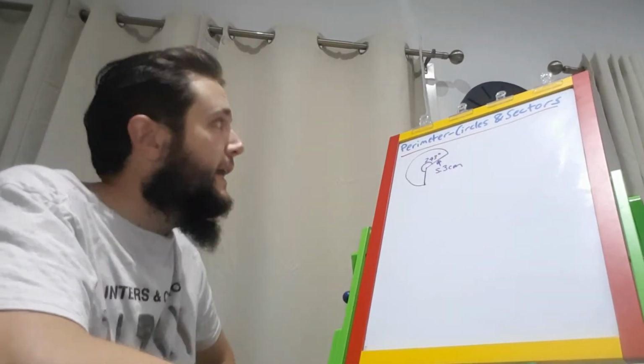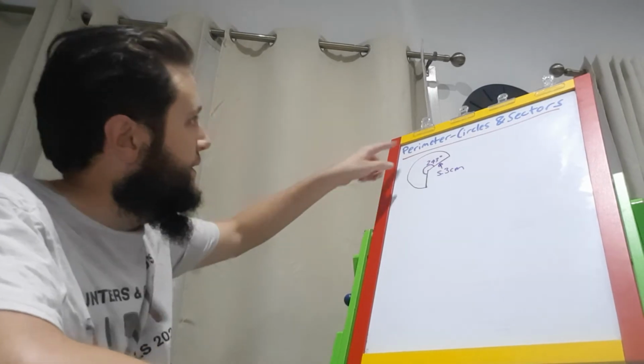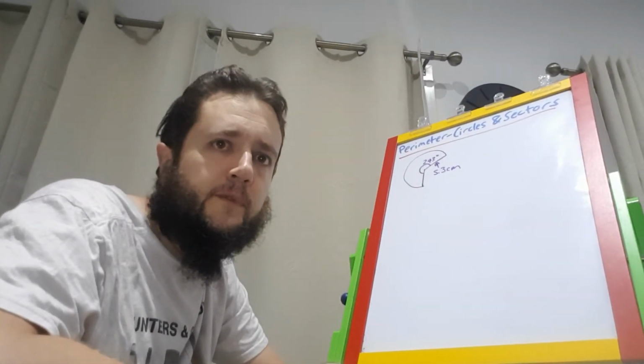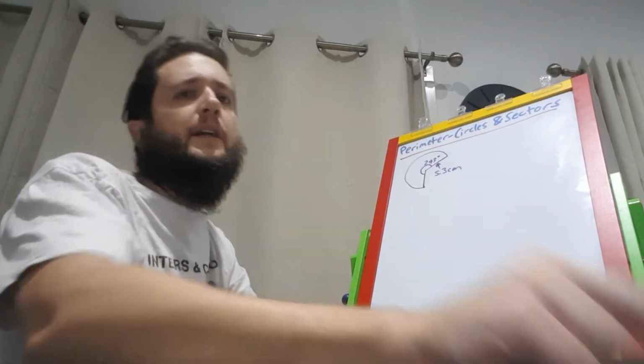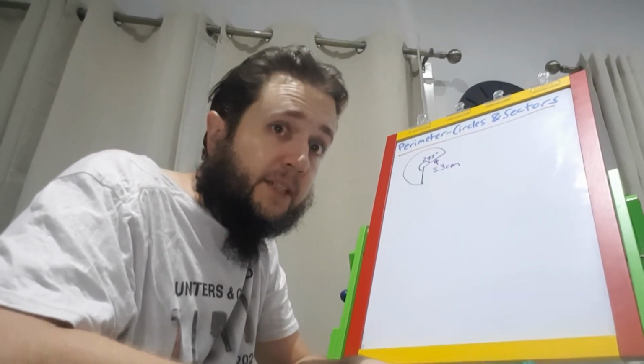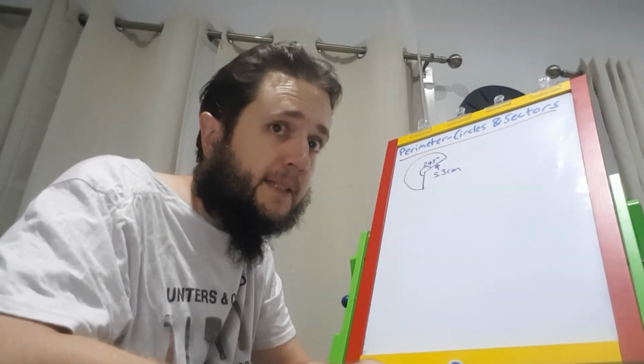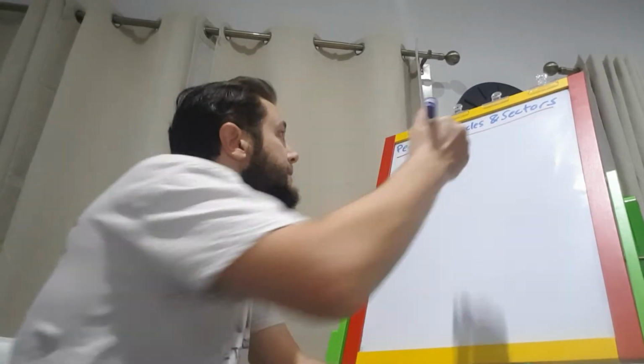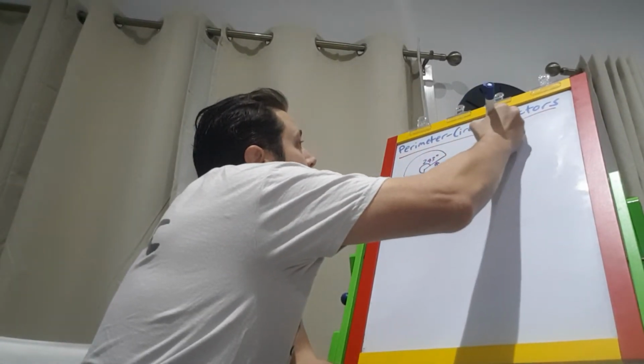So, how would you find the perimeter, the distance around this thing? Well, I think some of you could probably work out how to do this without me going through it, but let's work out a general case. So this is the perimeter of a sector.